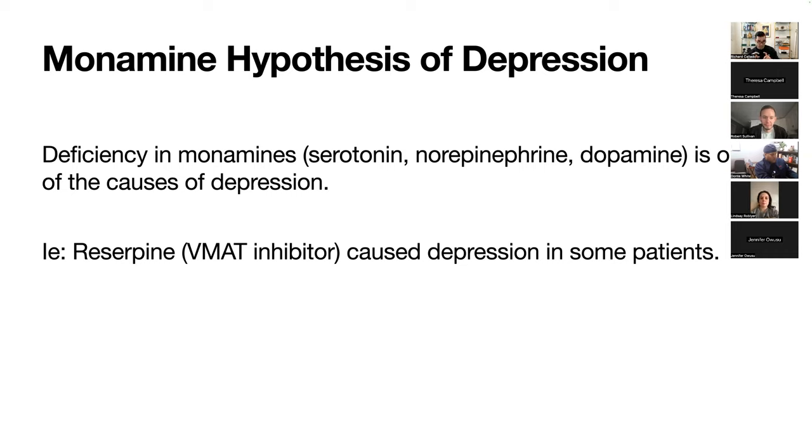I told you guys before, anything that doesn't go inside VMAT is not safe, right? If a neurotransmitter doesn't go inside the VMAT, which is the vesicle, it gets eaten up by monoamine oxidase, right? So what happened was the patients that were getting reserpine, a lot of the neurotransmitters were not going inside the VMAT and they were getting eaten up, and it caused depression.